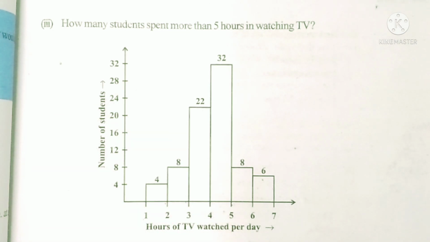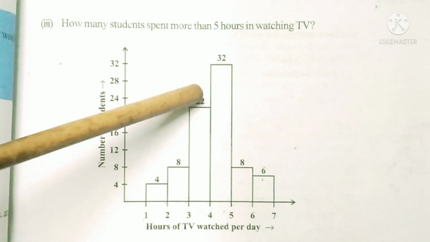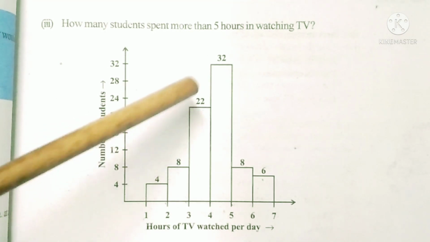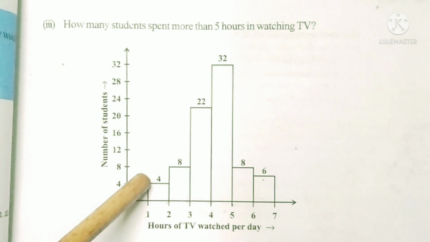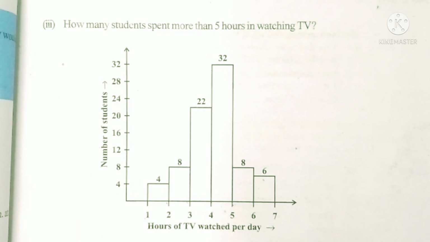And the next question is, how many students watched TV for less than 4 hours? You see till this it is 4 hours. So less than 4 means towards the left. That is 22 plus 8 plus 4. That is 22 plus 8, 30, 30 plus 4, 34 students watch TV for less than 4 hours. And the next question is, how many students spent more than 5 hours on watching TV? More than 5 means you need to go this side. 8 plus 6, that is 14 students spent more than 5 hours watching TV.